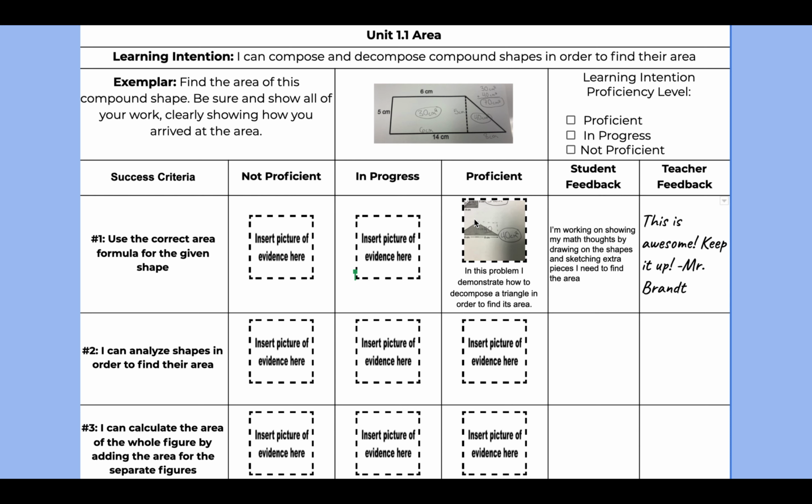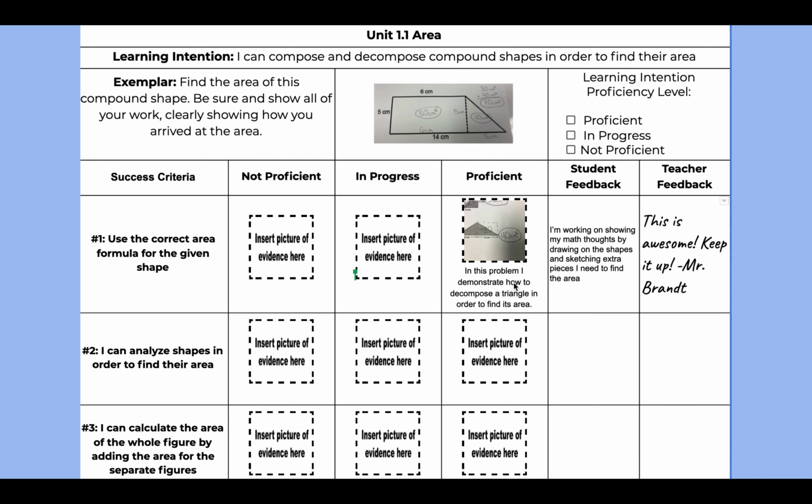This student has taken a picture. This is from the check-in that we did in class. Think of the check-in like a mini quiz. They've decided that that quiz showed them that they were proficient with success criteria number 1. And they took a picture of it, so we have the evidence there. I can see what they've done, you can see what they've done, and of course they can see they've done it in class.